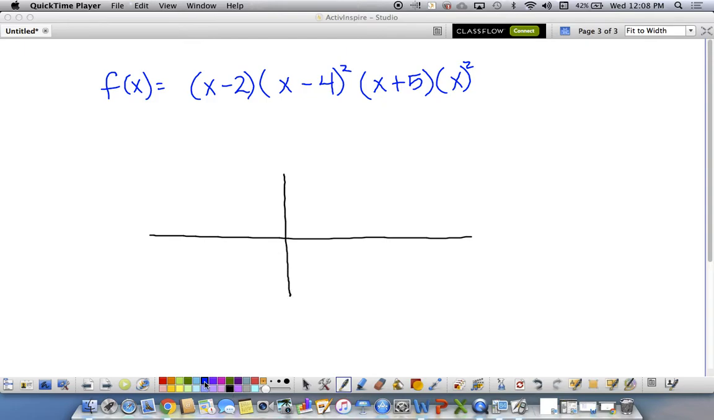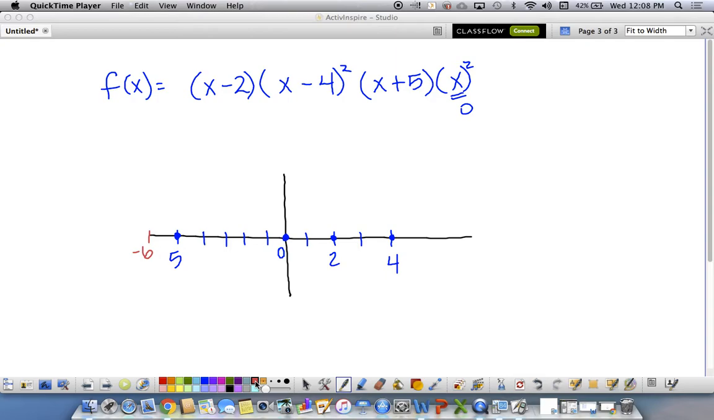We have zeros at positive 2, positive 4, negative 5, and what about this one? Would it be 0? Yes, it would. x could equal 0. We're setting all those equal to 0. Then I'm going to start every time.